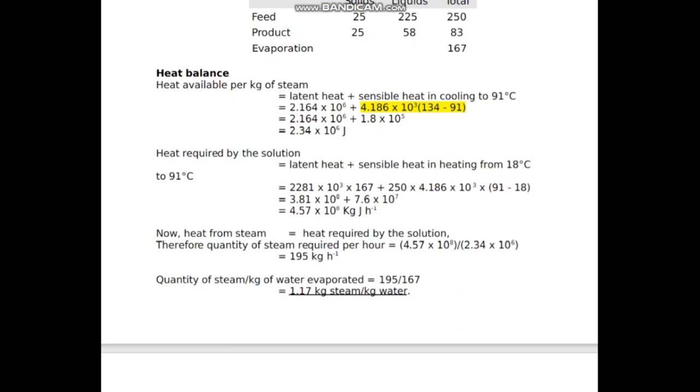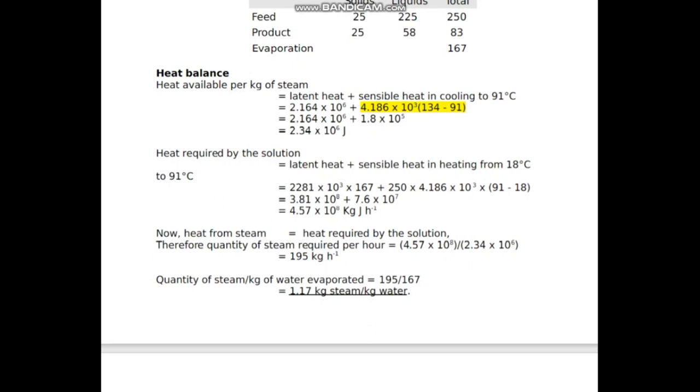So now heat from steam is equal to heat required by solution. Therefore, the quantity of steam required per hour is 195 kilograms per hour. So the quantity of steam per kilogram of water evaporated is 195 divided by 167, so a total of 1.17 kilograms of steam per kilogram of water.